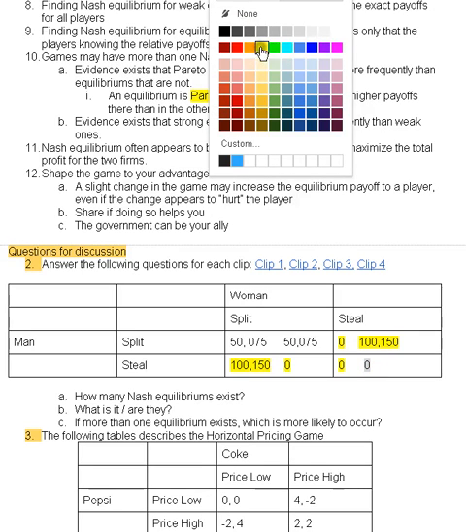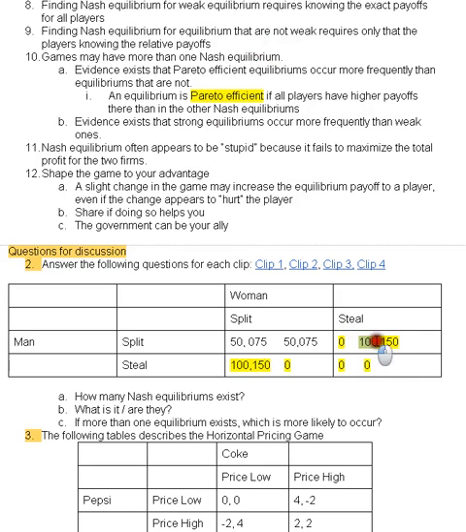Let's change the color for the woman. Instead of being yellow, we'll make it green. That'll work for me. I can fix that real fast. That one's there, and we got one more to do. There we go.